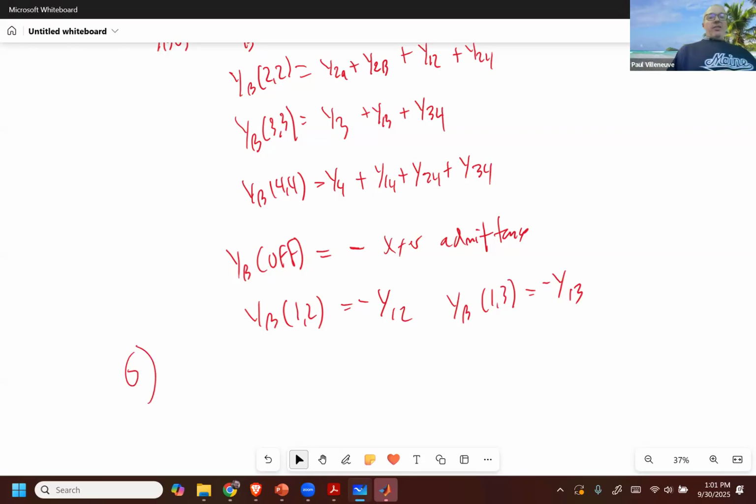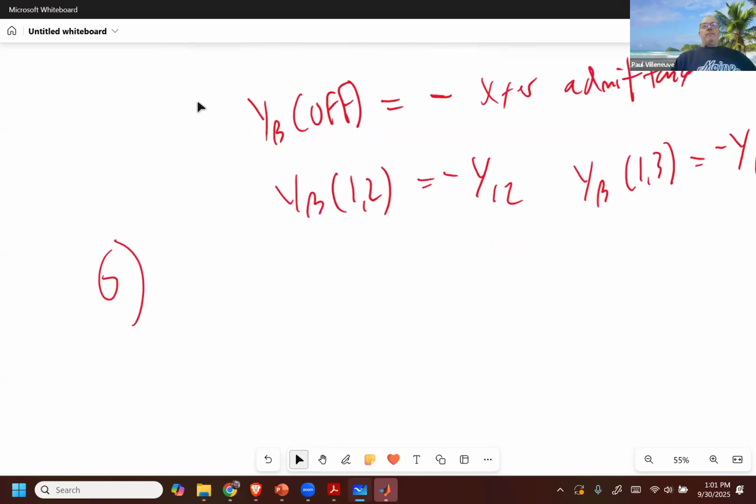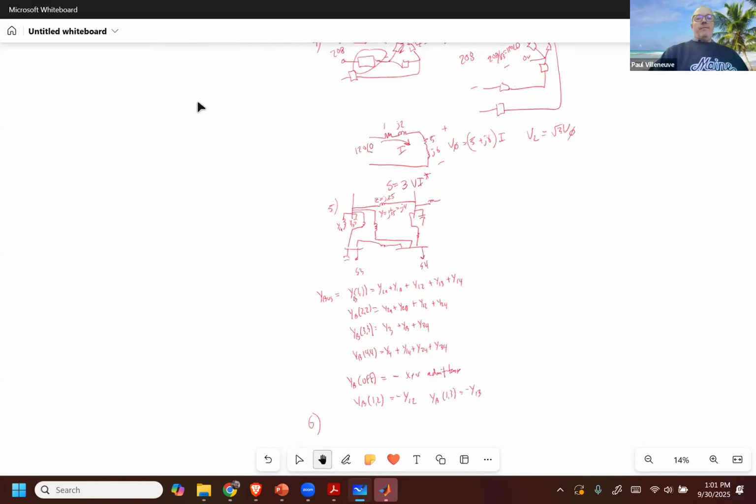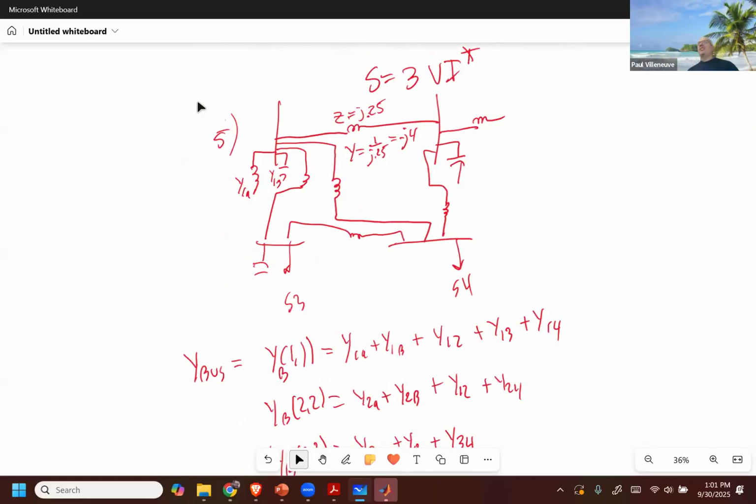All right, last question then. Oh, yes, sir. No, all the elements on the diagram were given in terms of Z's. So you had to invert every element on the Y bus diagram to get Y's. 1 over.